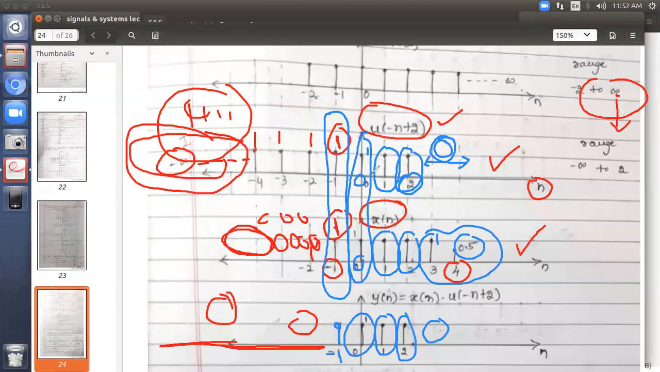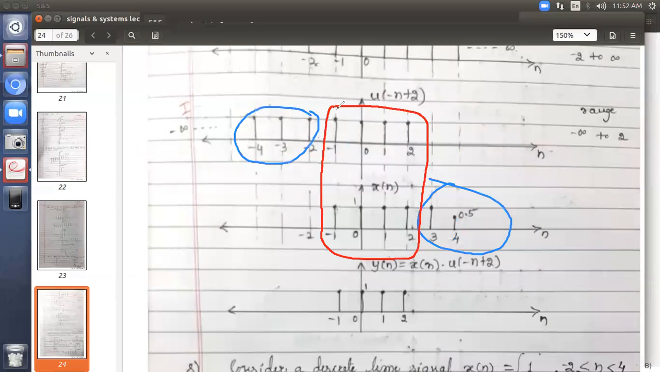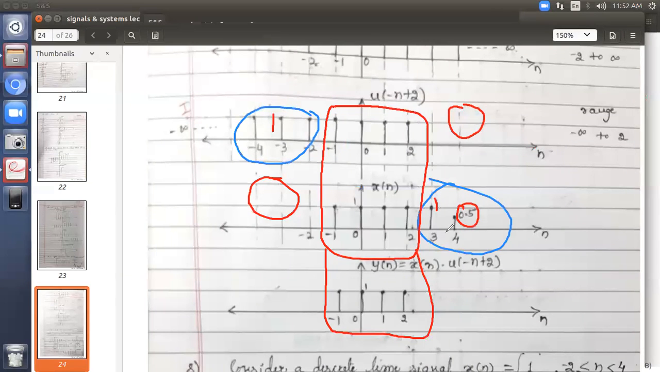Hence, when you multiply these two signals, if you observe, this will vanish, this will vanish. How much will remain? Only between these two you multiply and you will get the result. Because here the amplitude is 0, here the amplitude is 0. Even though you have amplitude 1 and some value here, 0.5 and 1. Okay, I hope you understood this problem.